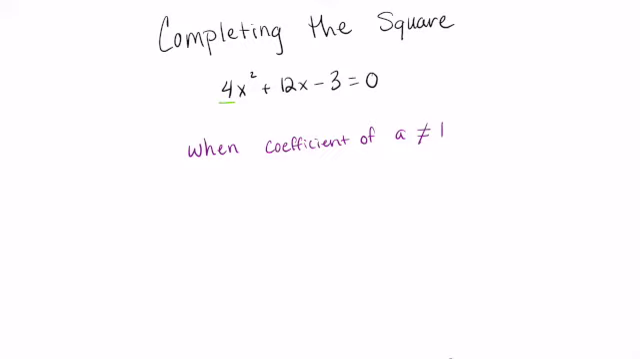So I'm going to give you my steps that I do. I find this to be the easiest way to work through some of these problems. The first thing that I do is I move the constant. So that's going to be my first step, whether the coefficient of a is equal to 1 or not. I'm going to move the constant away from my variables.